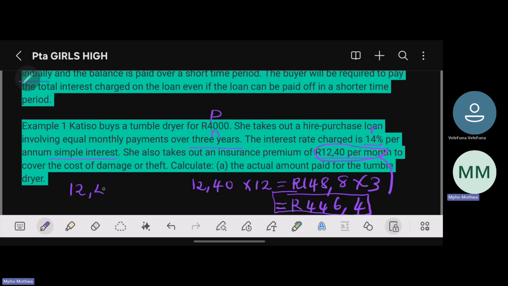12 rand 40. Because of this 12 rand 40, she pays it over a month. But then, how many months do you have in 3 years? You have 36. You can multiply it by 36. You should be getting the same answer as this. Please confirm it. You're getting the same answer, right? So that is how it is done.